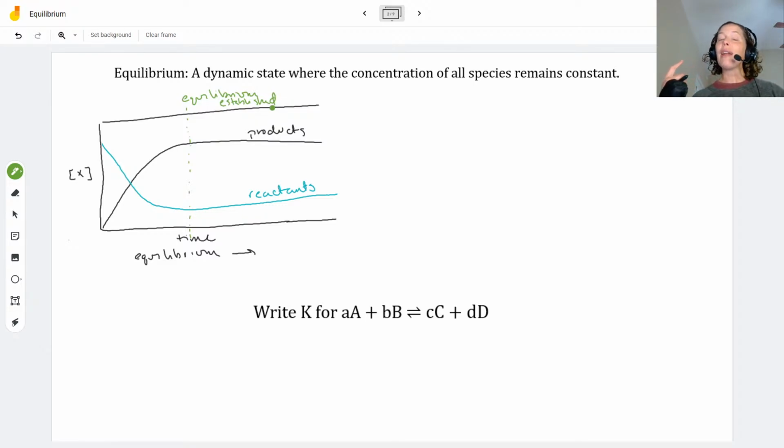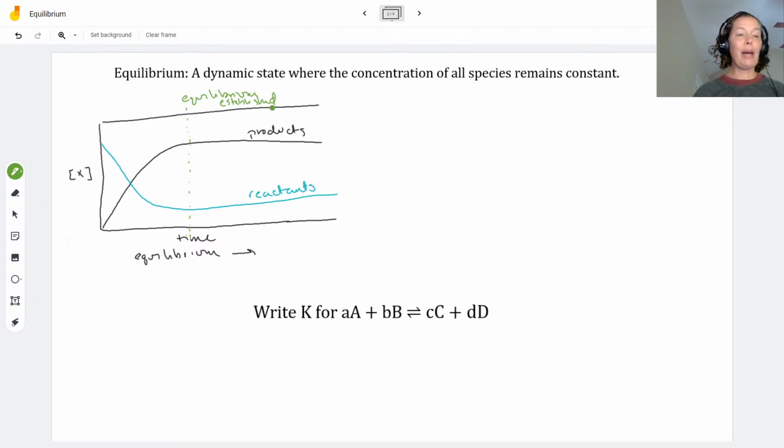The other thing I want to point out about this plot is that the concentrations are constant, but they are not the same. The concentration of the reactants does not equal the concentration of the products. It's just that they're not changing anymore. They are constant. However, it's a dynamic state, so there's always a forward and reverse reaction happening. But, and this is my next plot, the forward and reverse rates are coming together. They are then the same.